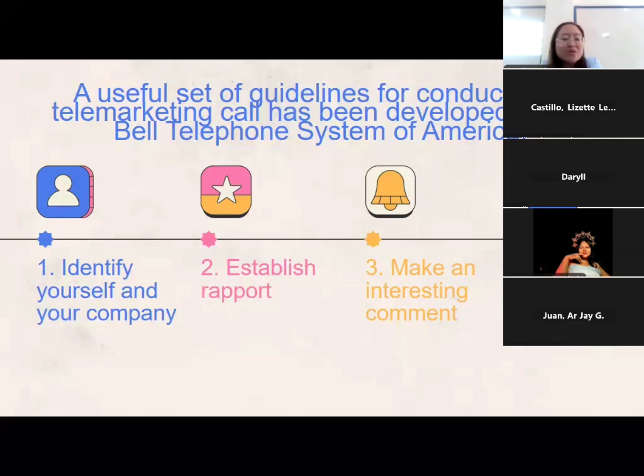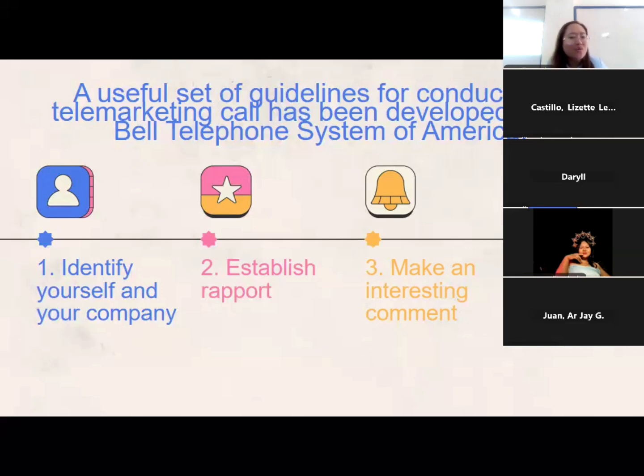And then you must also establish or build rapport. Use information you've gathered about the customer to create a friendly connection. For example, Amazon uses customer data to personalize calls, such as mentioning recent purchases to build connections.